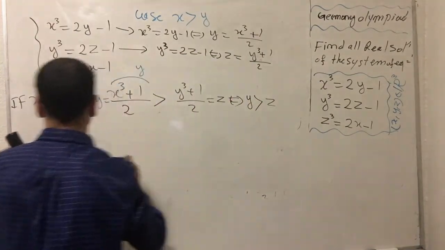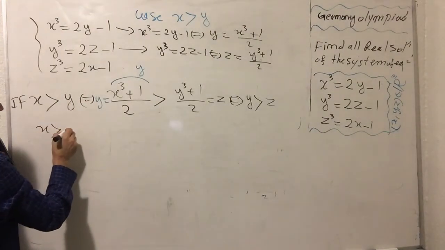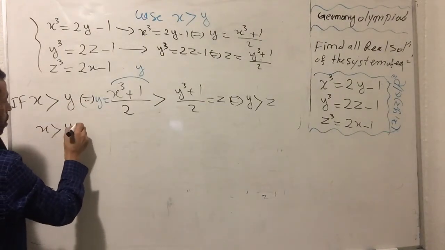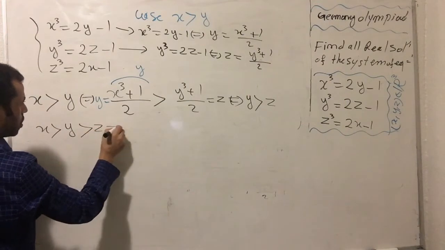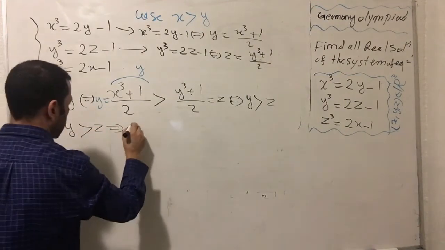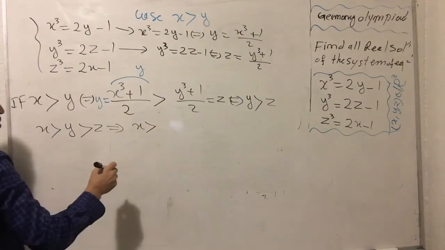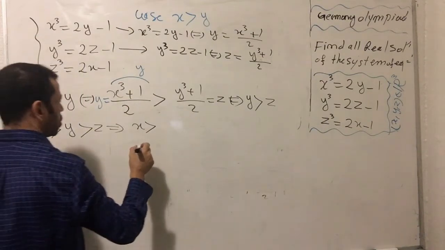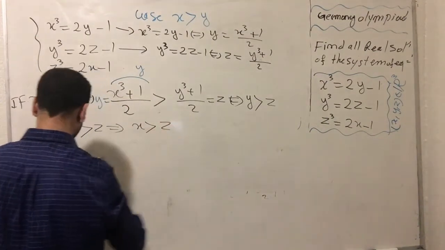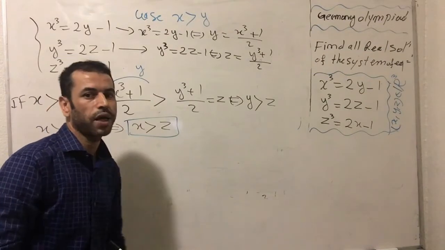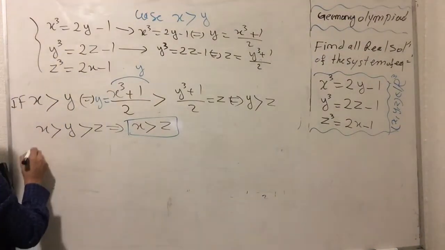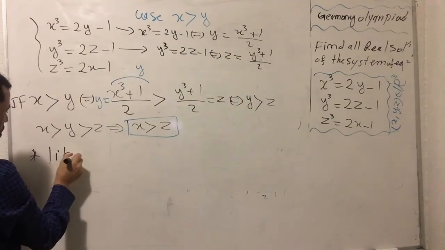Since we have x is greater than y and y is greater than z, this implies x is strictly superior to z. Okay, I'm going to do likewise at the same time.